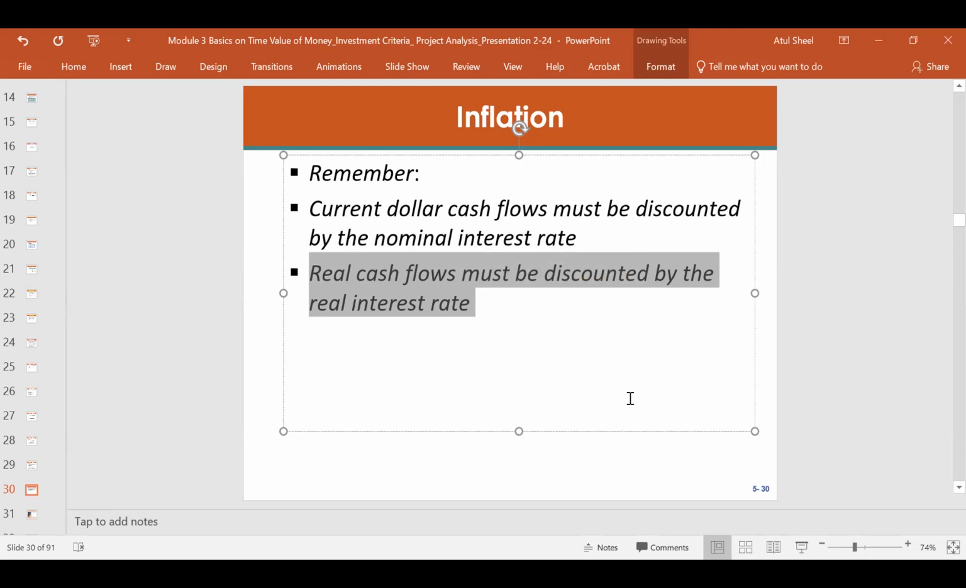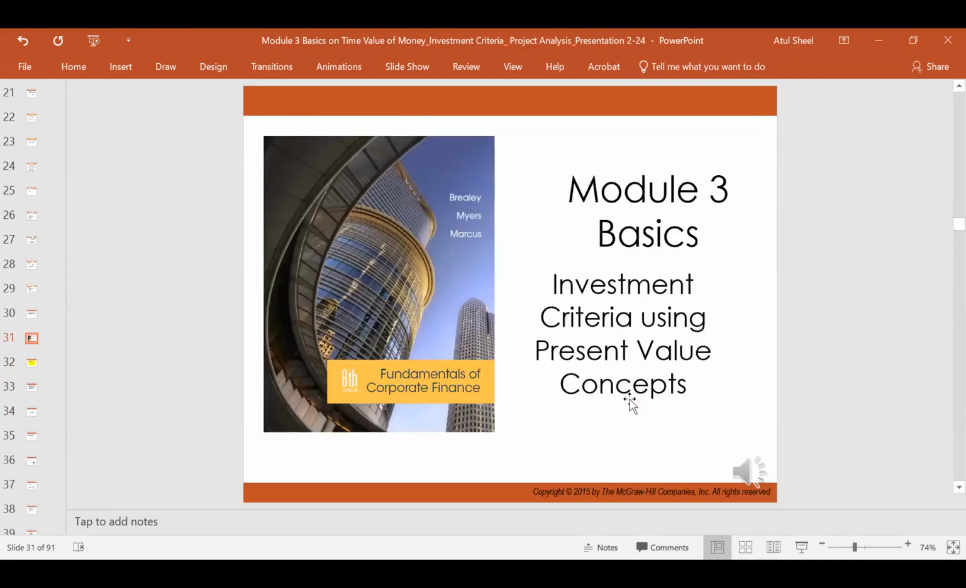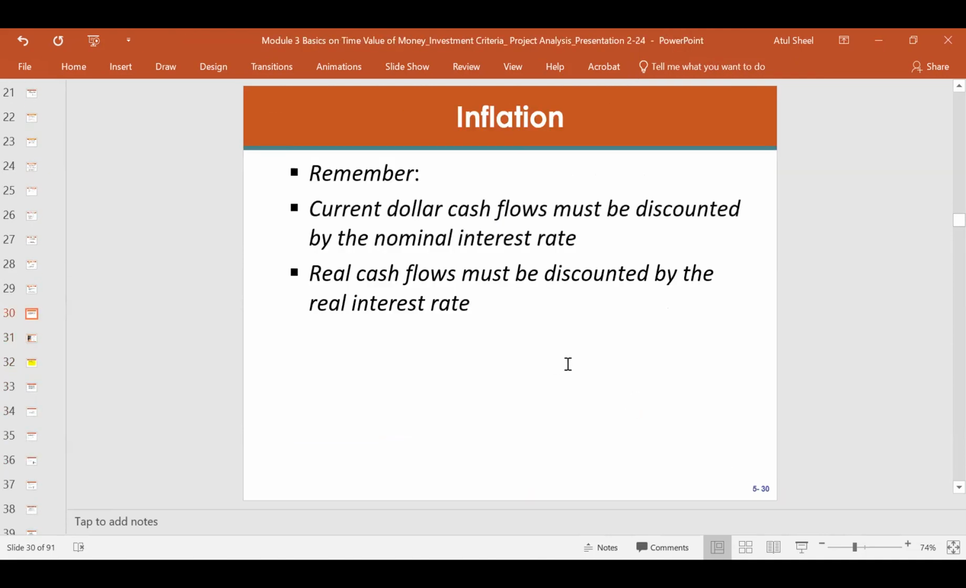So that is the story of inflation and how to adjust for inflation when we move between real and nominal dollars, real and nominal interest rates, real and nominal cash flows. My current dollar is a nominal dollar. Okay. So much for the present value and future value concepts. And we'll stop here at this point.